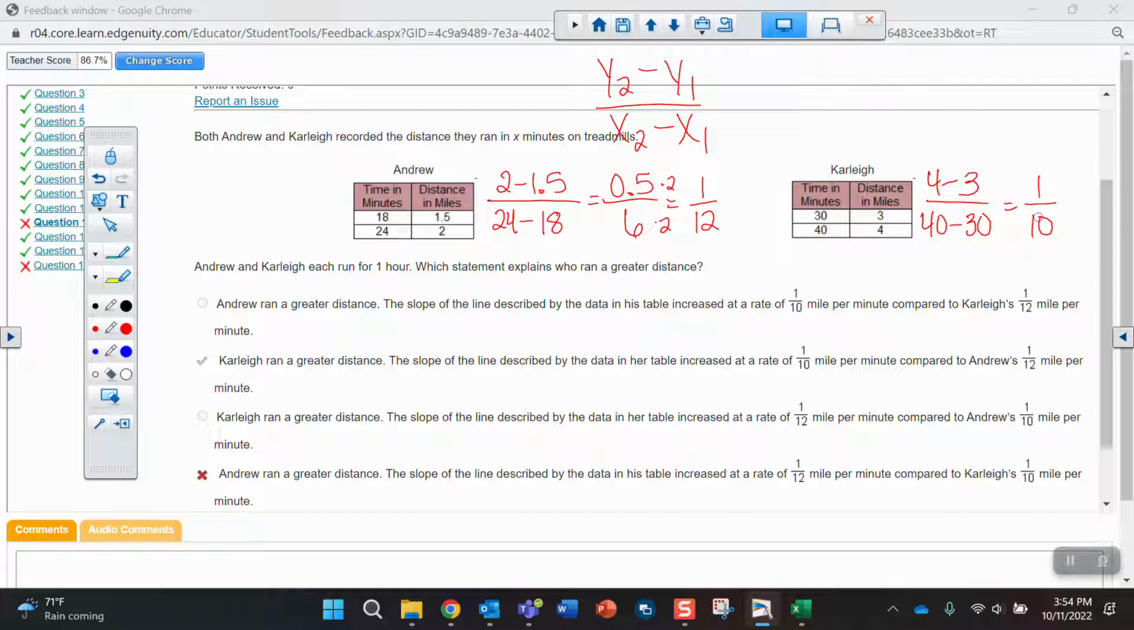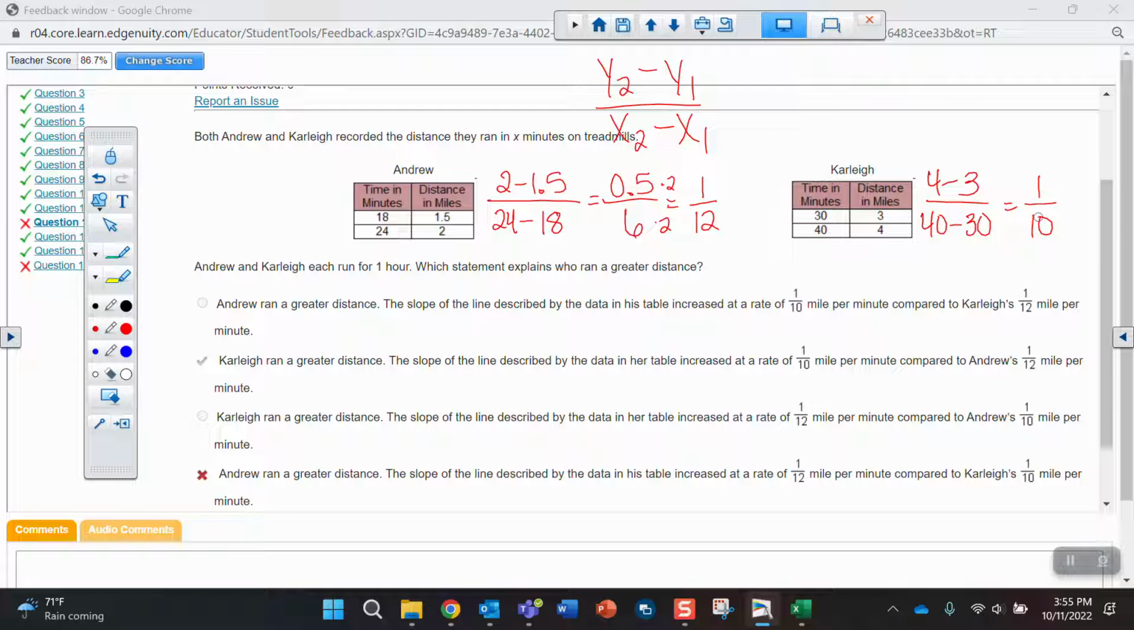So let's read. If Andrew's running 1/12 of a mile in a minute, and Carly's running 1/10 of a mile in a minute, let's see, Andrew ran a greater distance. The slope of the line described by the data in his table increased at a rate of 1/12 mile per minute compared to Carly's 1/10 mile per minute. So that's both correct. What does it mean by a greater distance?